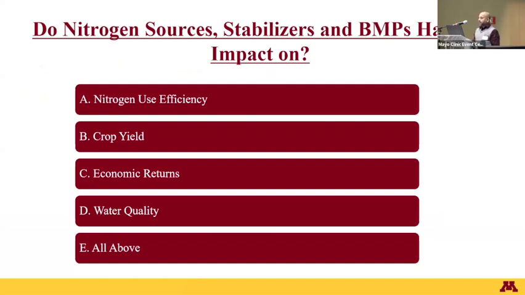Before we dive in, let me ask you a question. How many of you consider that nitrogen sources, stabilizers, and best management practices have an impact on A, nitrogen use efficiency, B, crop yield, C, economic returns, D, water quality, or do you think it impacts all of the above? I see some hands, all of the above. That's good. If you are unsure about it, don't worry. By the end of this presentation, you might have some more insight on how nitrogen sources and stabilizers impact all these parameters.